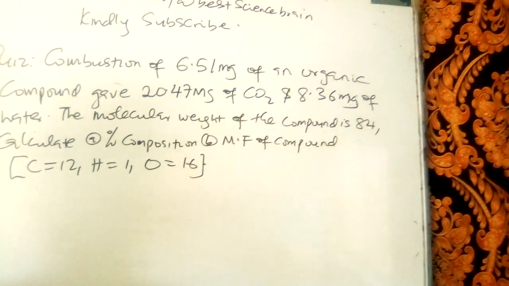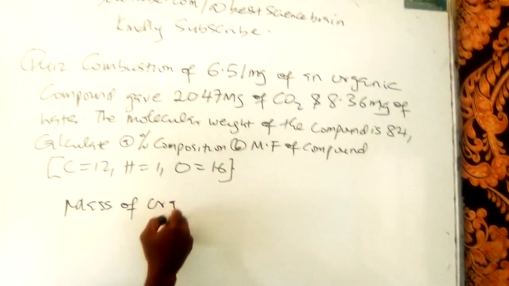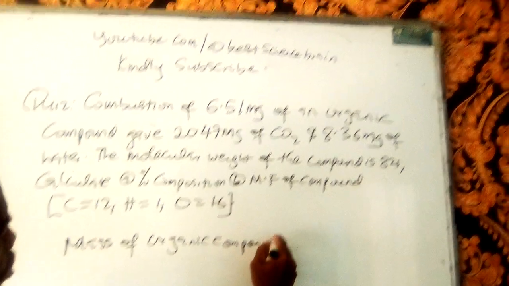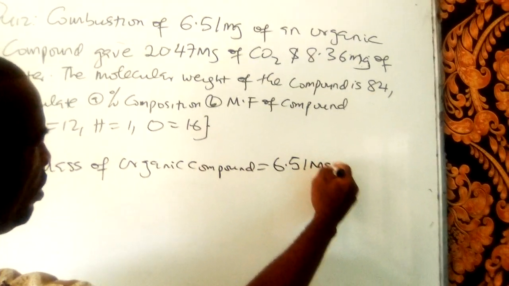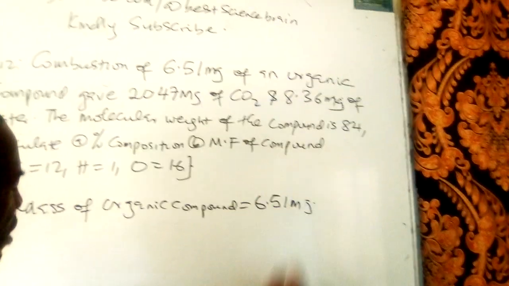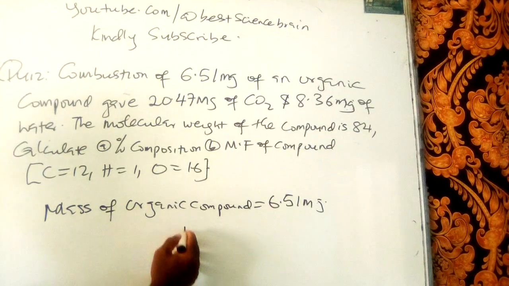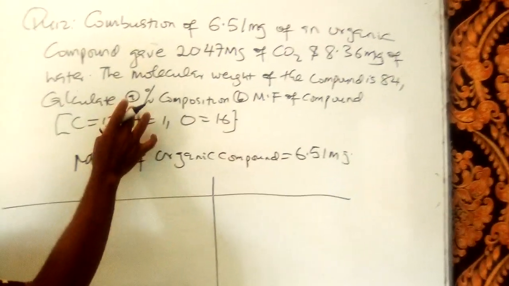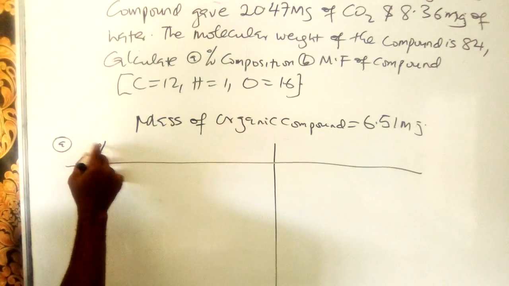To solve it, write the mass of the organic compound that was combusted, which is 6.51 milligram. Then we'll divide the board into 2. We're solving for A, percentage composition, so we're going to look for the percentage of carbon.